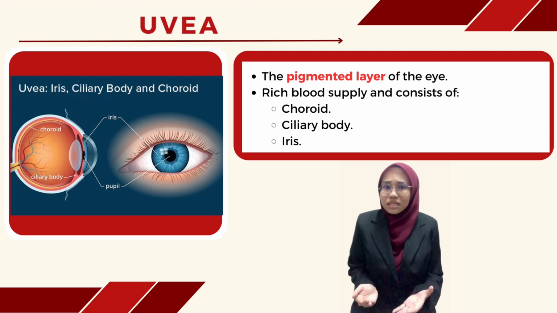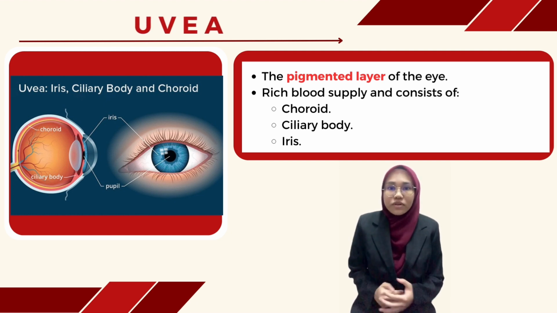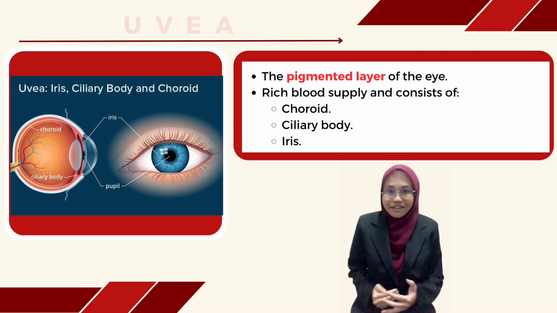Next, the uvea. What is the uvea? The uvea is the pigmented layer of the eye. It has a rich blood supply and consists of the choroid, ciliary body, and iris.